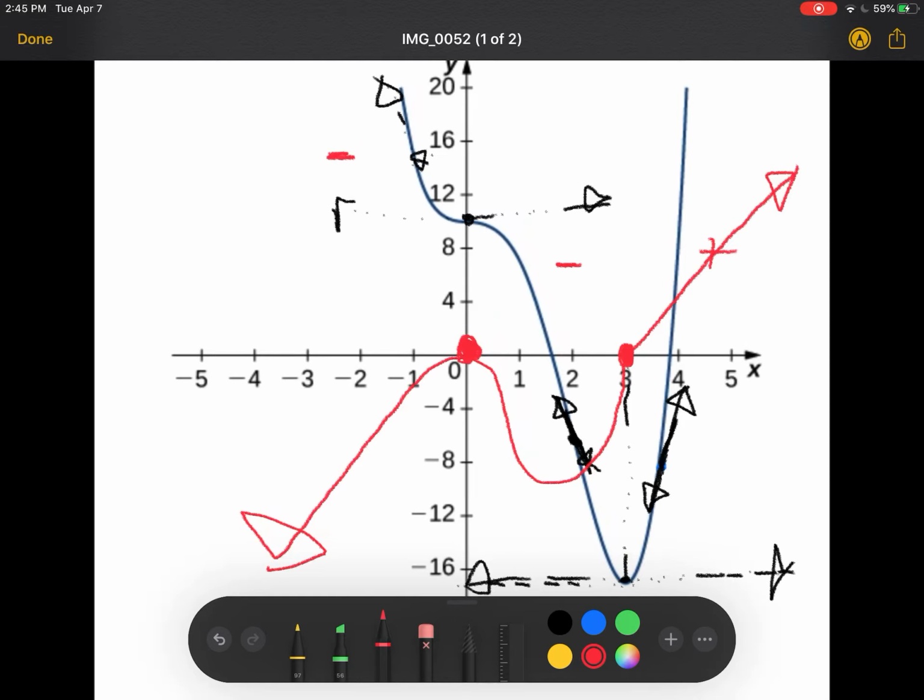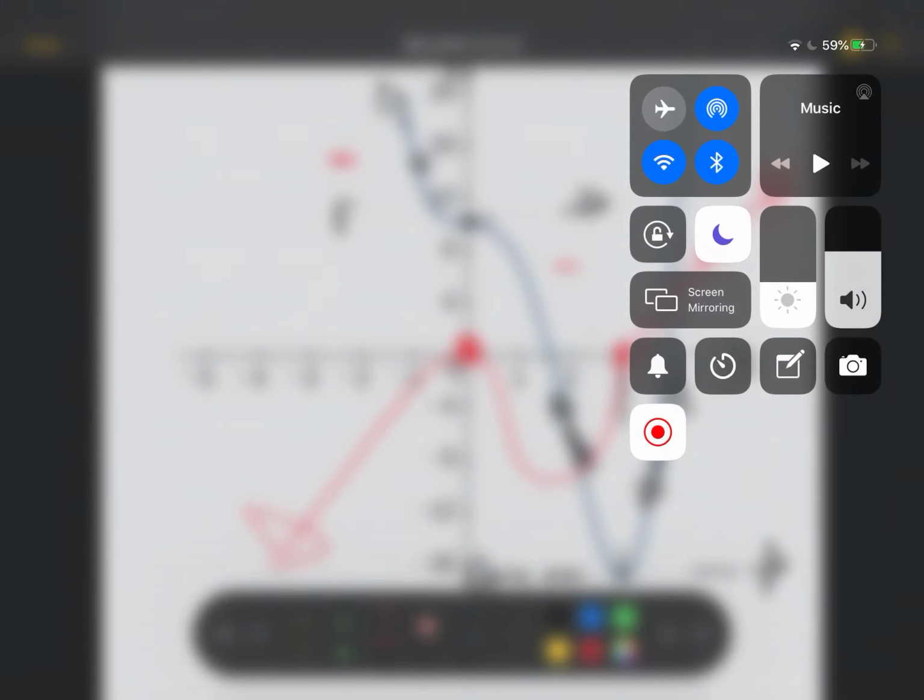So I hope that helps a little bit. Notice I didn't go crazy trying to make my derivative super accurate. I just said, where is this derivative going to be positive? Where is it going to be negative? Where is it going to be 0? And those are really the only 3 things you have to answer.